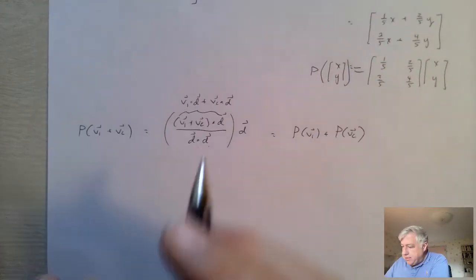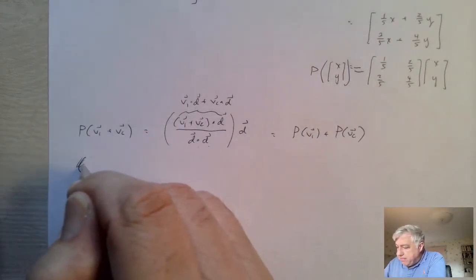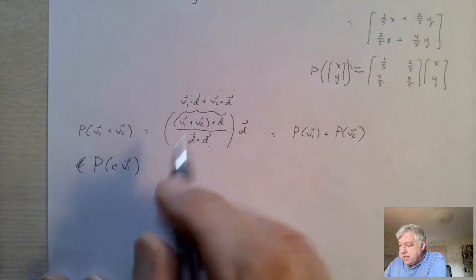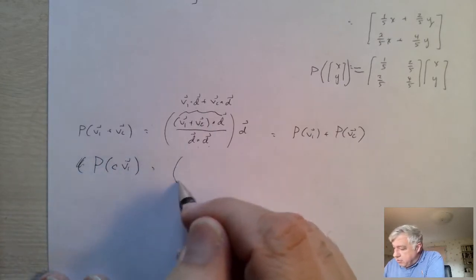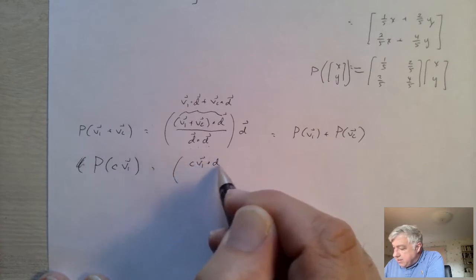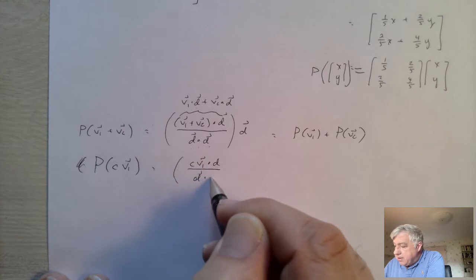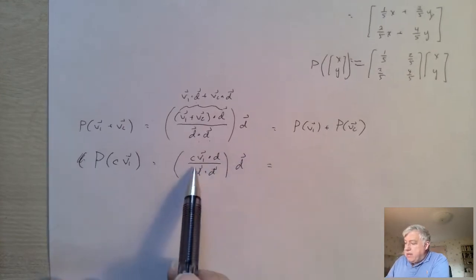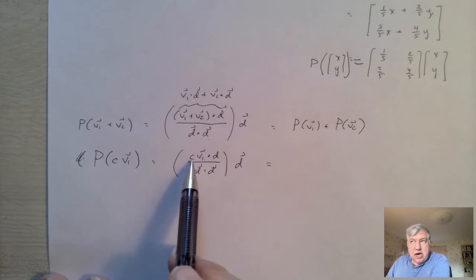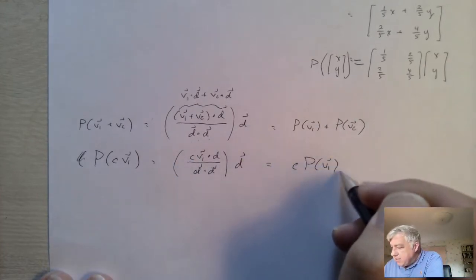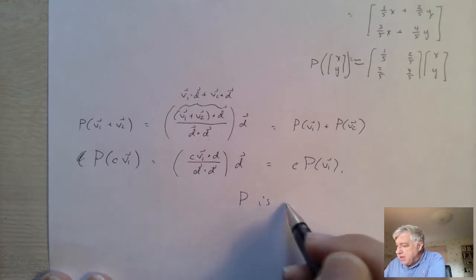And then similarly, if you want to compute P of C v1, where C is any real number, this will be C v1 dot d over d dot d, times d. And then C is just a constant, so you can pull that out. So this will be C times P of v1. So P is a linear transformation.